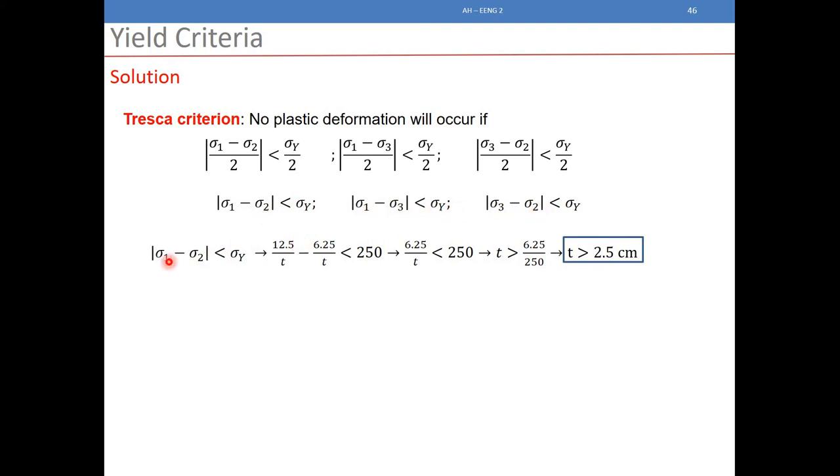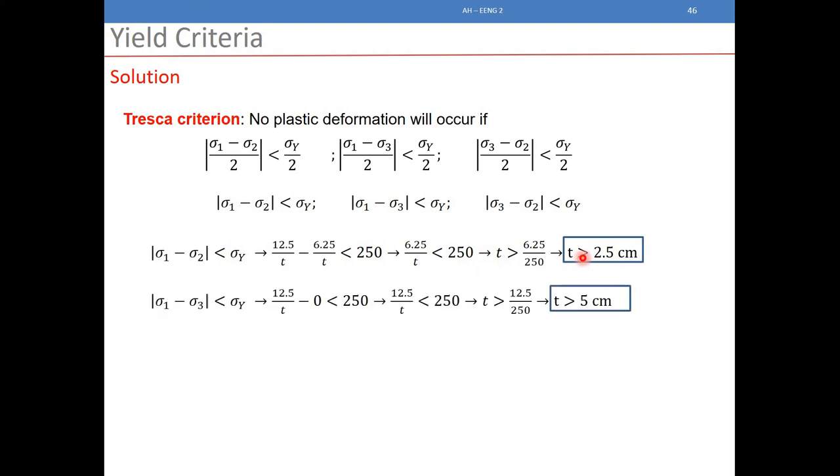Let's take the first one, sigma 1 minus sigma 2: 12.5 over t minus 6.25 over t, less than 250. If we do the development, we find that the thickness should be greater than 2.5 centimeters. Now we do the same with sigma 1 and sigma 3: 20.5 over t minus 0, because this is sigma 1, this is sigma 2, and this is sigma 3, 0. That's what we found in the previous slide. So we can find the thickness is greater than 5 centimeters here.